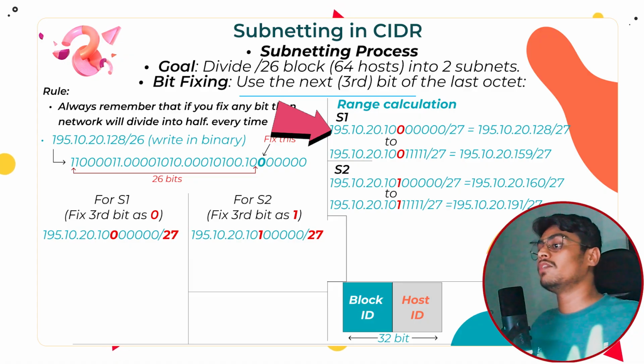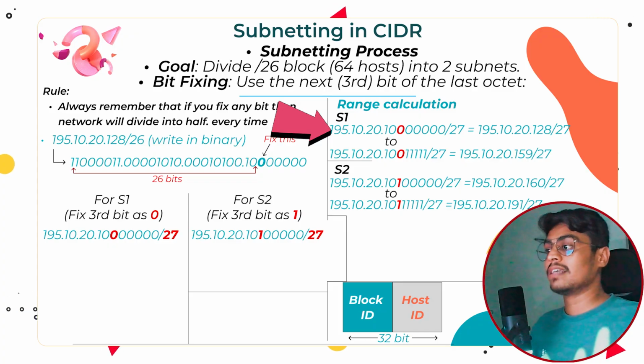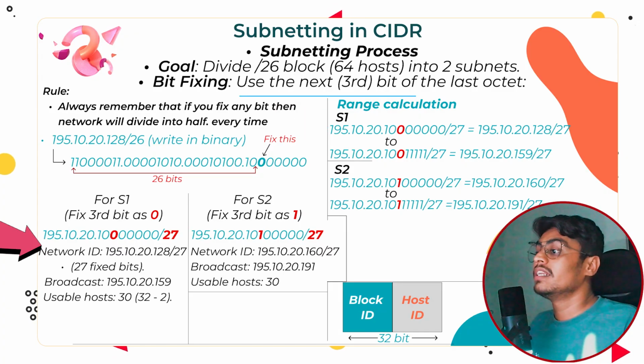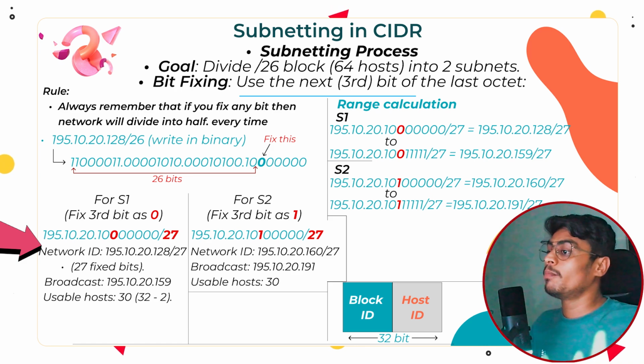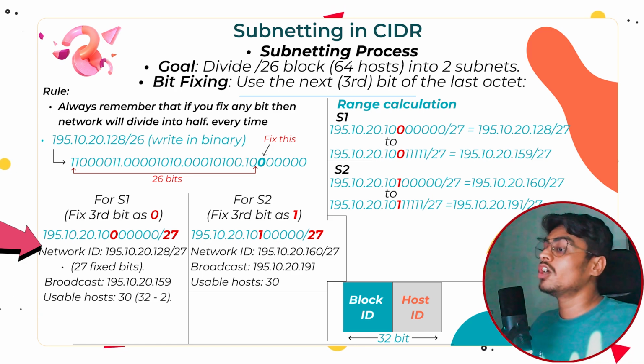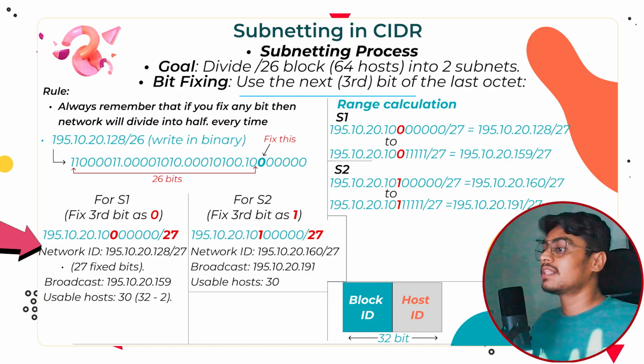195.10.20.128 to 195.10.20.159. 32 addresses are there. Now what is the network ID? Network ID is 195.10.20.128/27. Why 27? Because we have fixed 27 bits now. So for subnet 1 this will be /27.